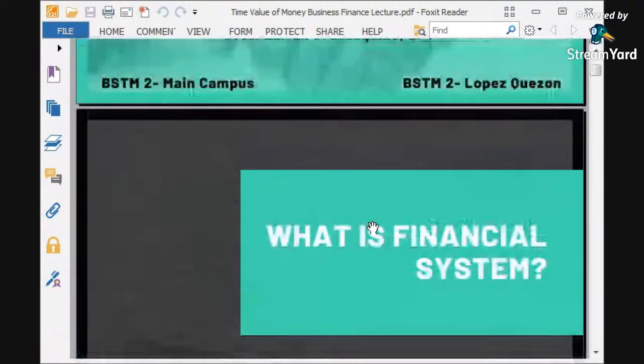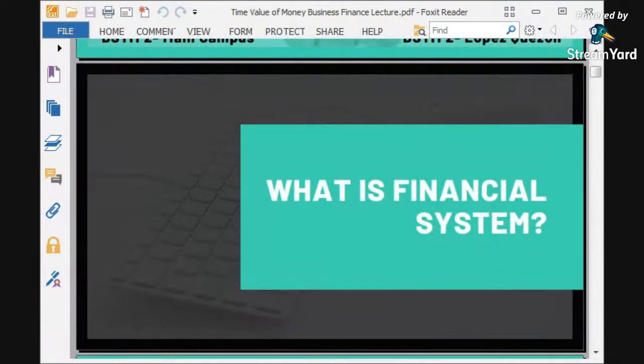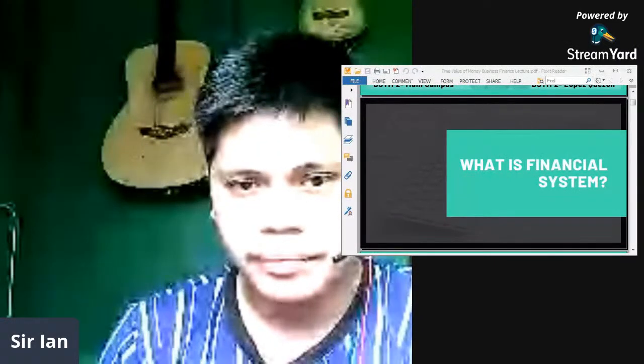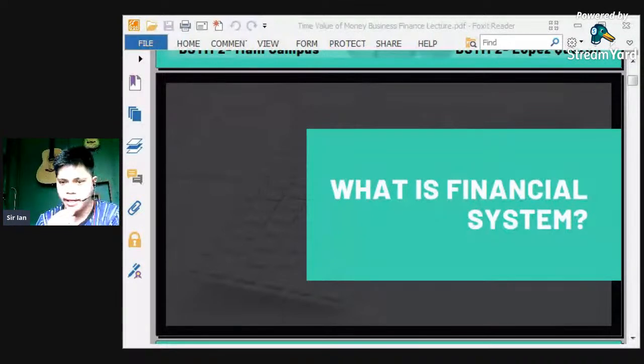Okay, so what is a financial system? We are done with our discussion about the financial institutions, where you learned that there are two types: depository and non-depository. Depository institutions accept deposits from the savers and lend money to borrowers, while the non-depository ones do not accept deposits, but instead accept premiums or contributions and lend the money out to their members or contributors.